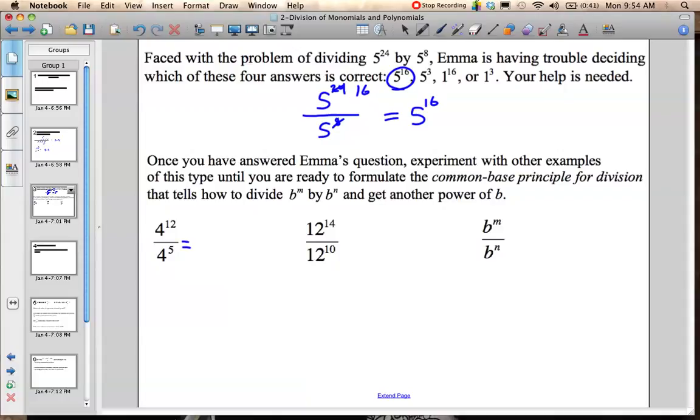Let's see. I can cancel 5 of those on the bottom with 5 of the 12 on top, and that'd be 7 left over. So what am I doing to 12 and 5 to get 7? What am I doing to 14 and 10 to get 4? Yeah, I'm subtracting. So do we think that we want to subtract the exponents here? That would make sense. Think about yesterday. When we multiplied, we added exponents. Should it make sense that if we do the inverse of multiplication, we have to do the inverse of addition? I think we got a rule.